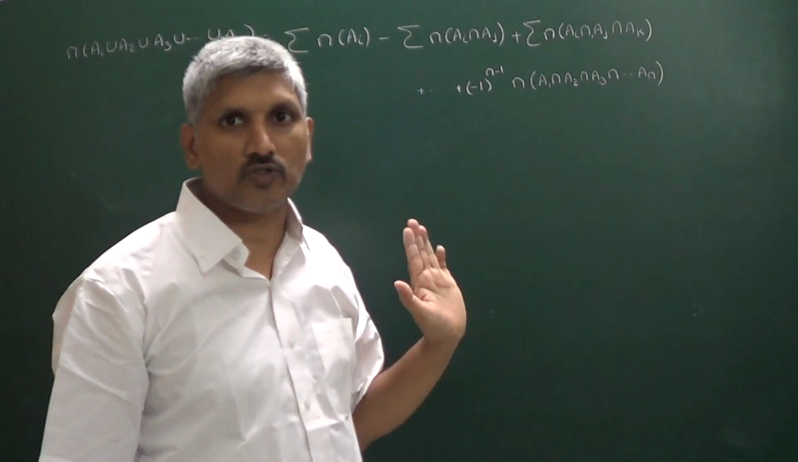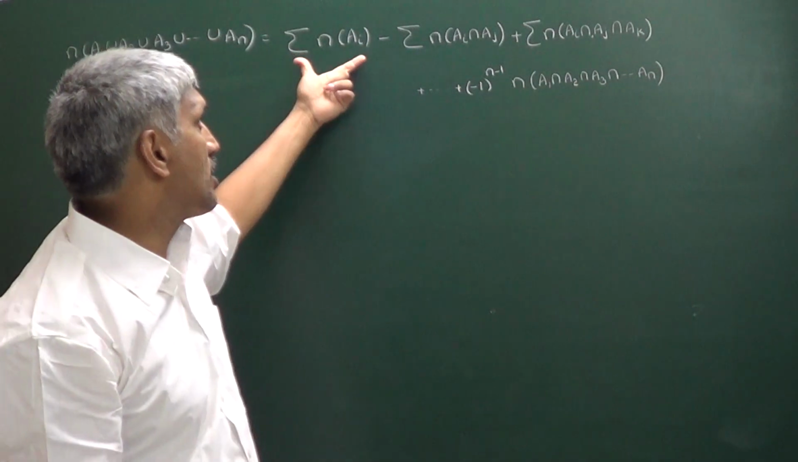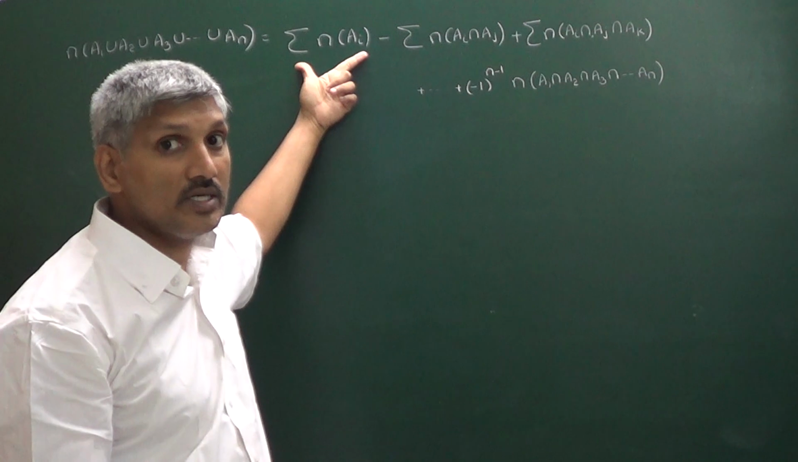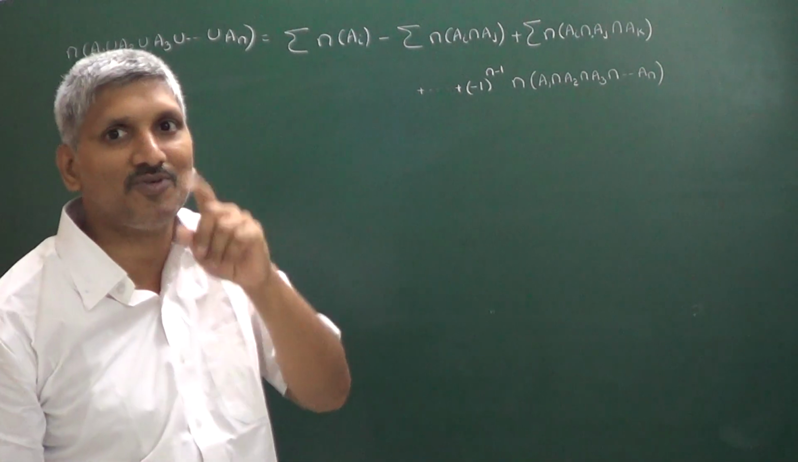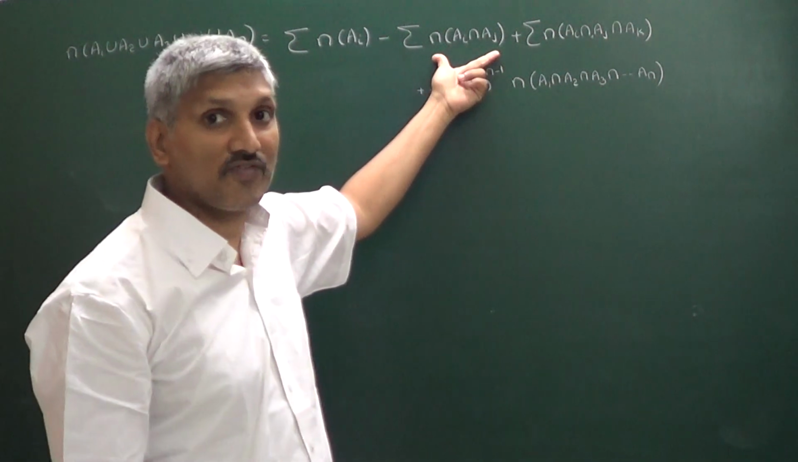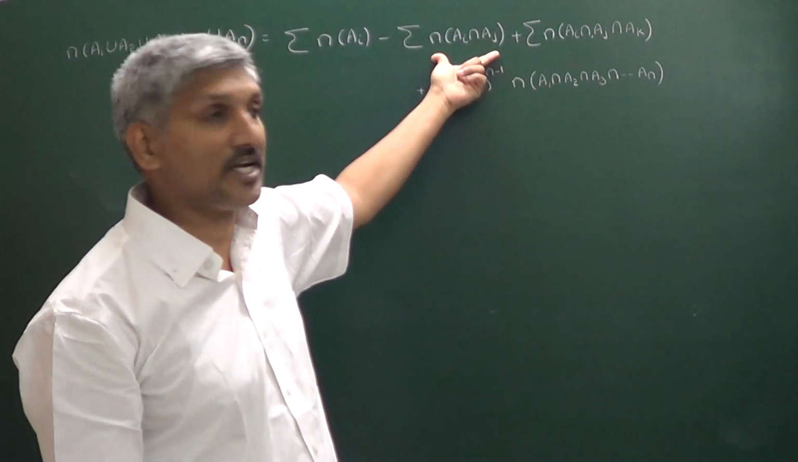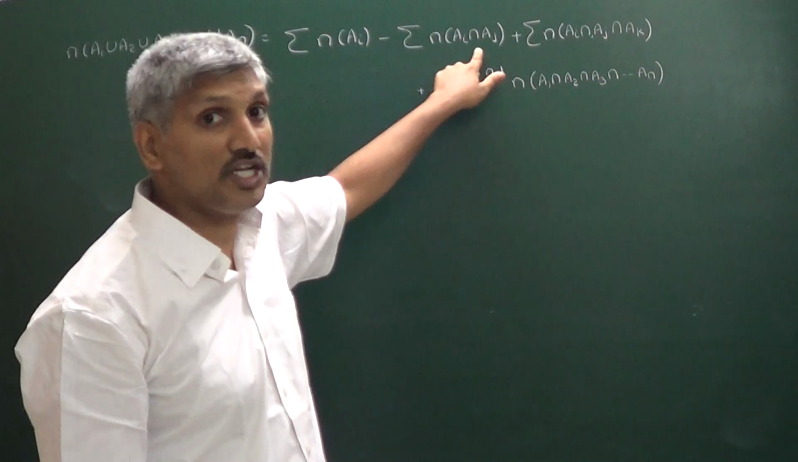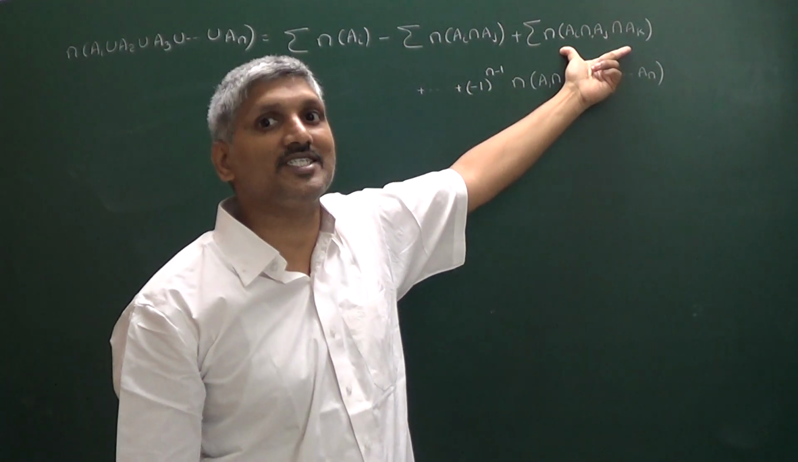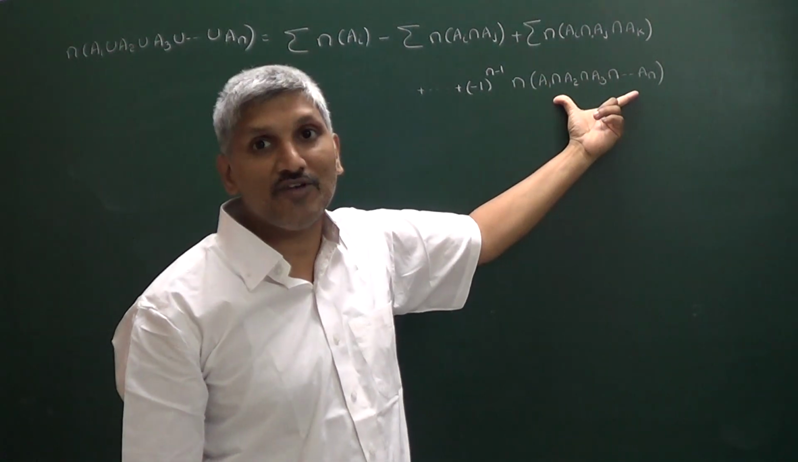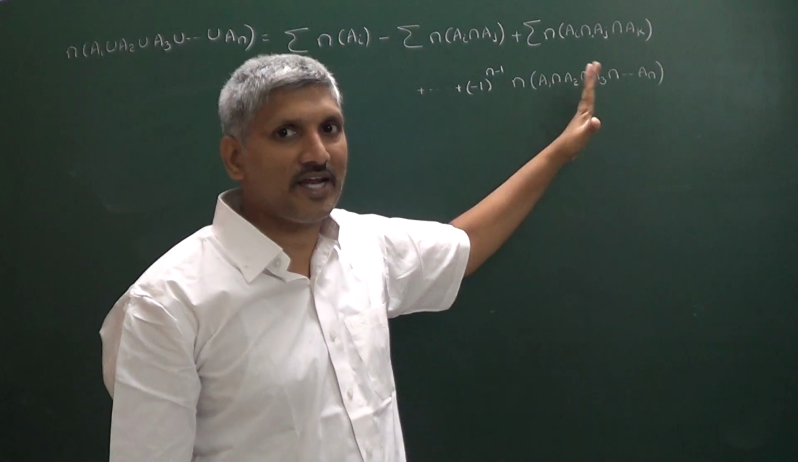Now observe here, how many terms are present here? Single terms, A1, A2: from n elements we have to select 1 at a time. Whereas here from n we have to select 2 at a time. Total how many terms are there in this summation? nC2. In this summation how many terms are there? nC3. This is the only one term, nCn, right?